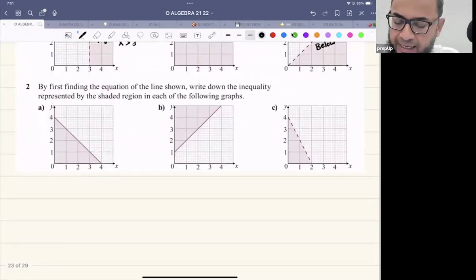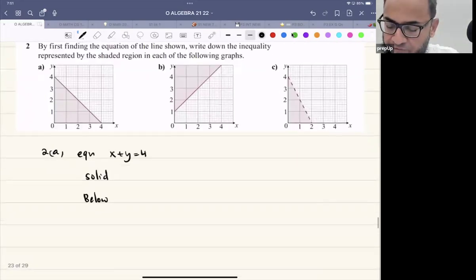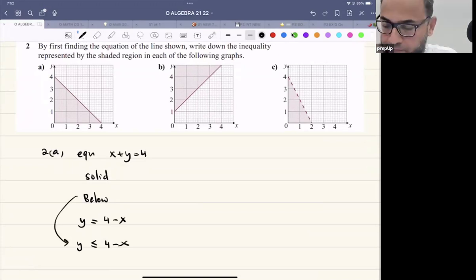And then question number 2, 2a, the equation is x plus y is equals to 4. You can double check. It is a solid line, and the required region is below. So therefore, make y the subject, or it can be written as it is also, but x cannot be made the subject. So y is equals to 4 minus x, that's the equation, and y is less than or equal to 4 minus x. Why? Because it is below.